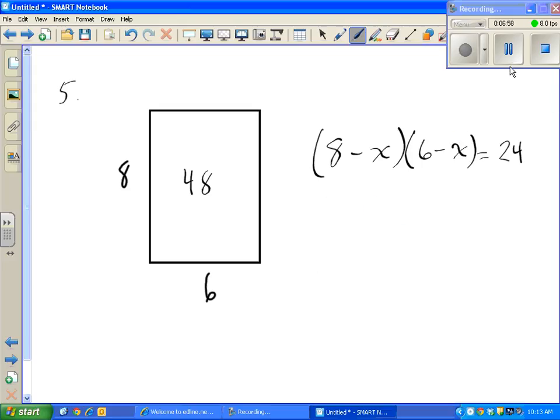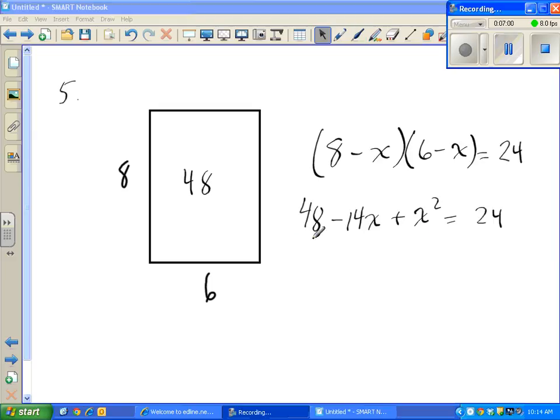So you FOIL this problem. After the first step, you should have this after FOILing. And after subtracting 24 and rearranging, you should have this quadratic. Notice it is equal to 0. And at this point, you can attempt to factor or use the quadratic formula. In this case, I'm going to do my best to see how it factors.